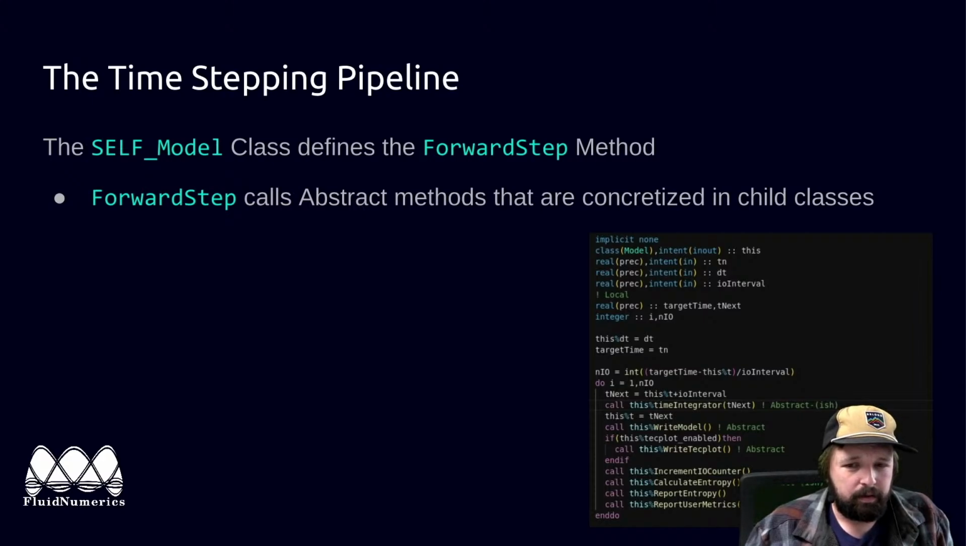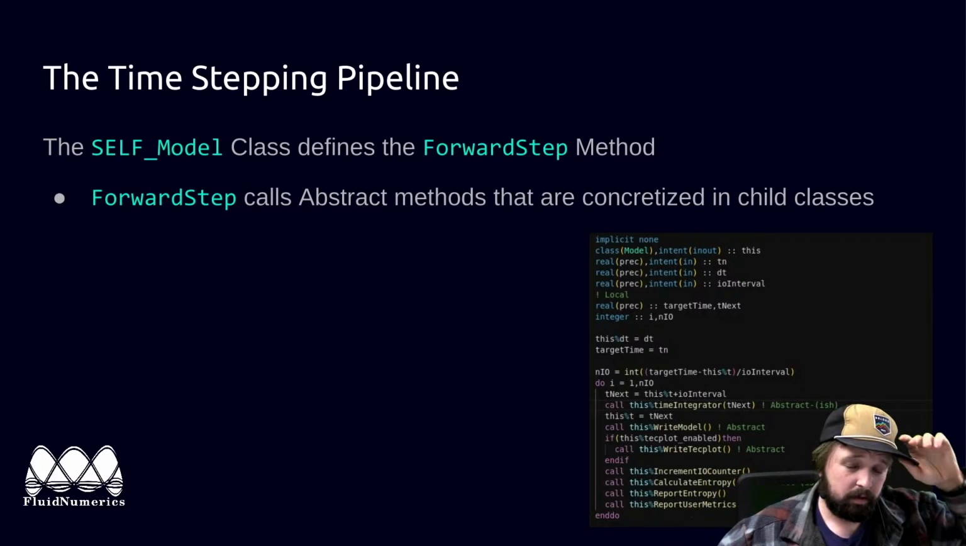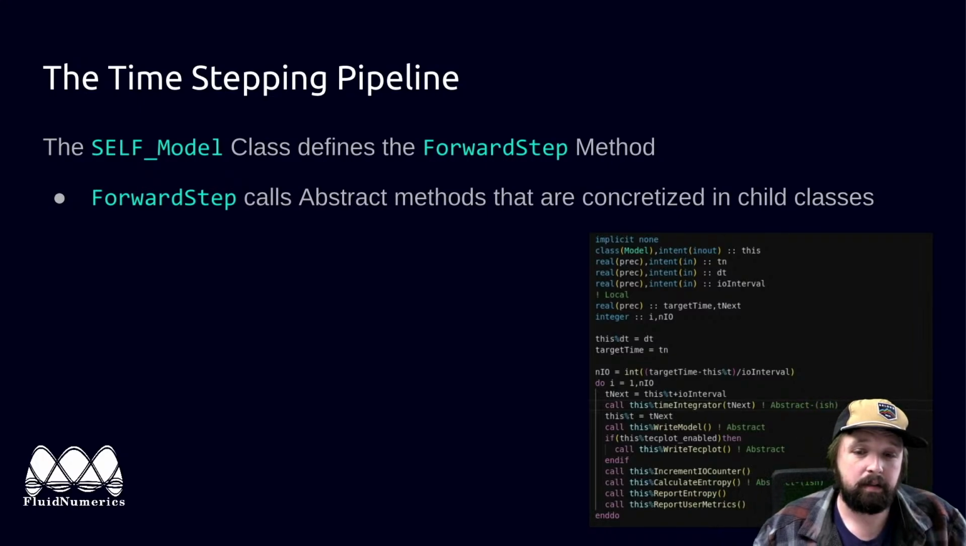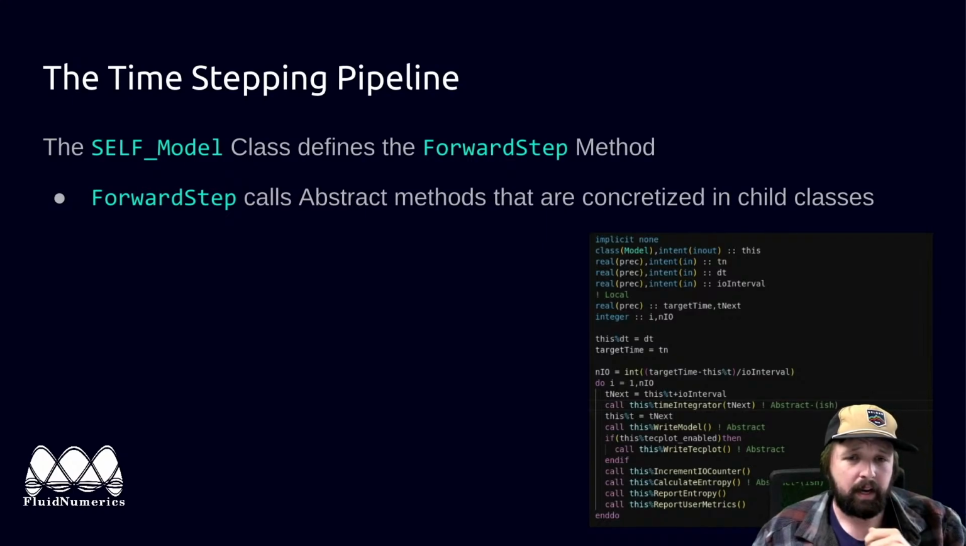In Self, there's a lot of files, but we're going to start by talking about a file called self model, self-model.f90. It defines an abstract class that all the other models in Self are based on. And that abstract class is what gives us a lot of the templating for progressing a model forward in time, for moving a conservation law forward in time.